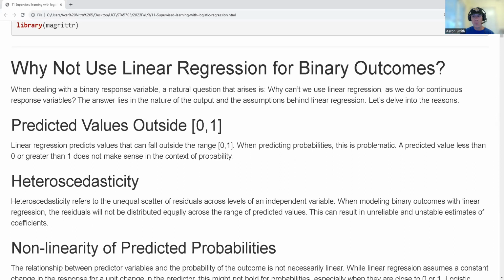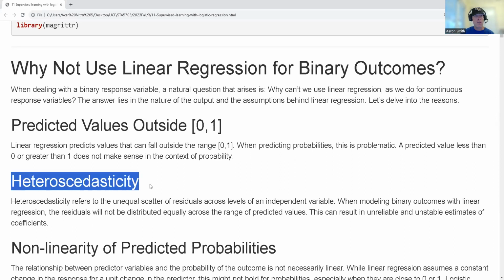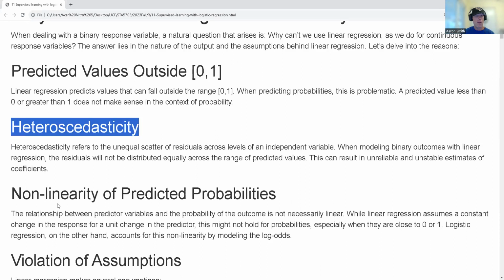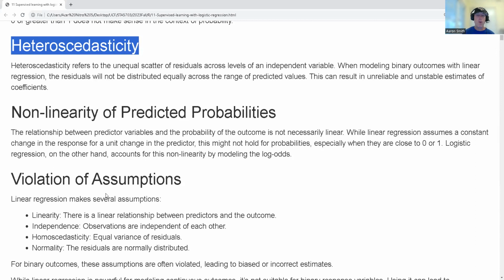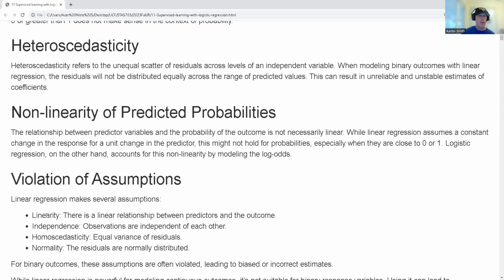Also, we can have problems with heteroscedasticity, and we can have nonlinearity of the predicted probabilities. Also, linear regression makes several assumptions that we don't actually make here. So linearity, right out the gate, if I'm trying to use linear regression, the assumption just doesn't even hold. The linear relationship makes the assumption that I have a numeric response variable, and I know right out of the gate that that's not the case. So the first assumption is violated if I'm going to do this.